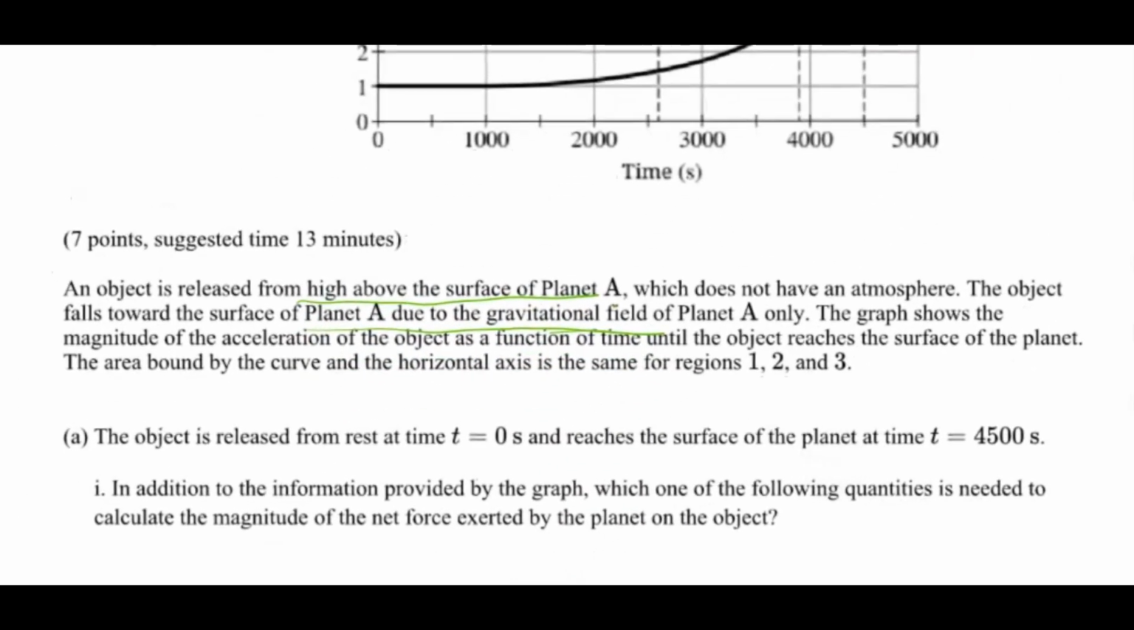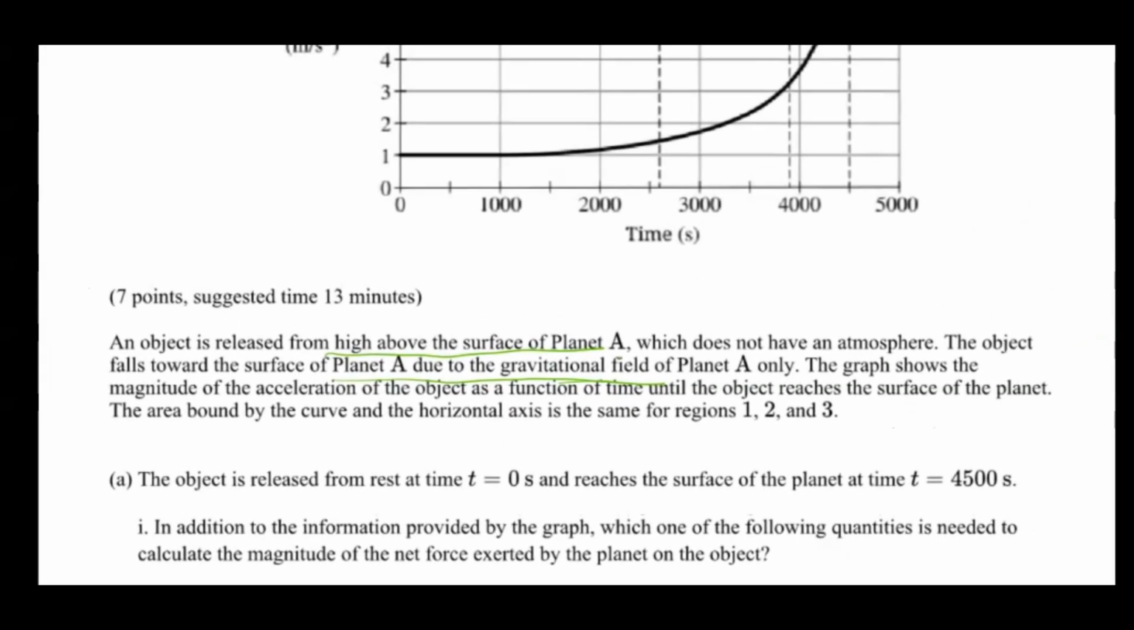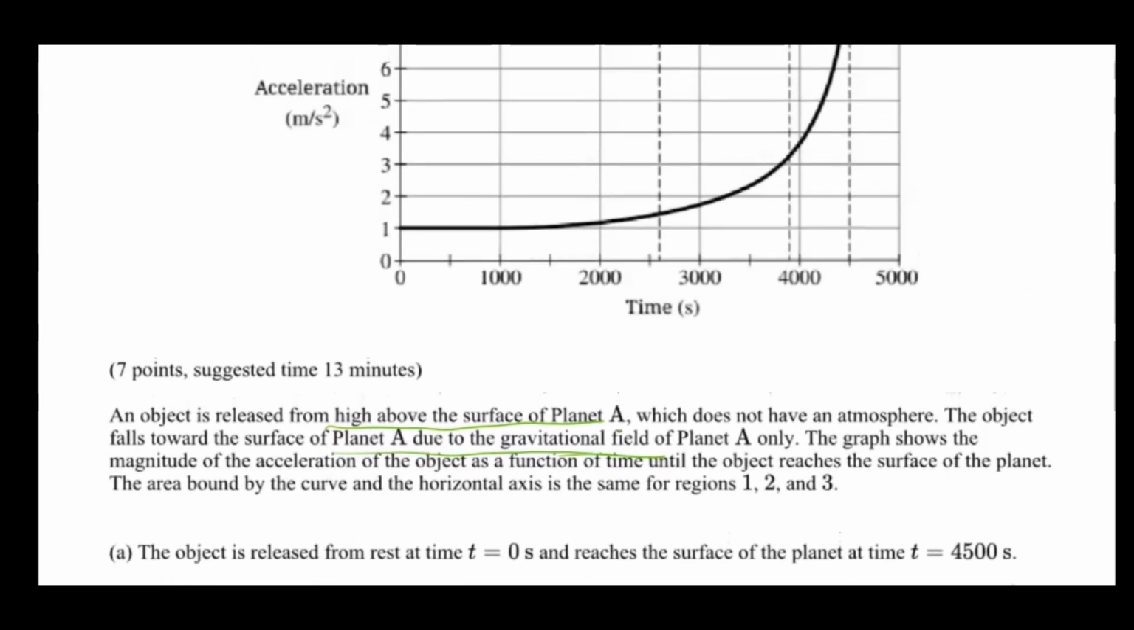So this question says that an object is released from above the surface of planet A, which does not have an atmosphere. The object falls towards the surface of planet A due to the gravitational field of planet A only, and the graph shows the magnitude of the acceleration of the object as a function of time until the object reaches the surface of the planet.